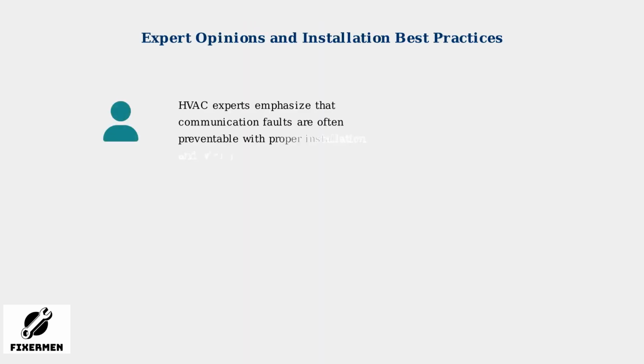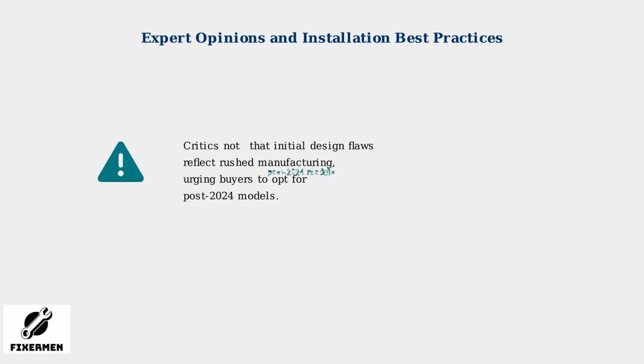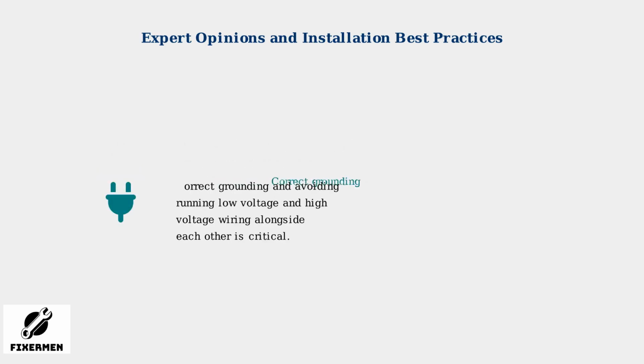HVAC experts emphasize that communication faults are often preventable with proper installation and wiring best practices. Critics note that the initial design flaws reflect rushed manufacturing, urging buyers to opt for post-2024 models. Correct grounding and avoiding running low voltage and high voltage wiring alongside each other is critical.